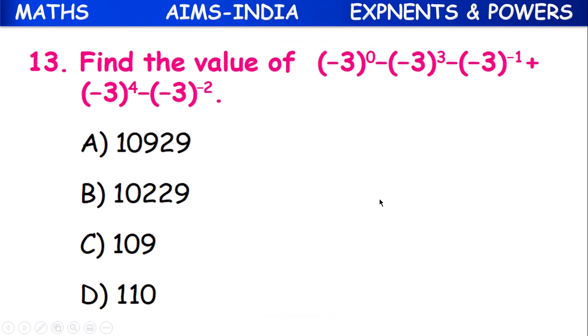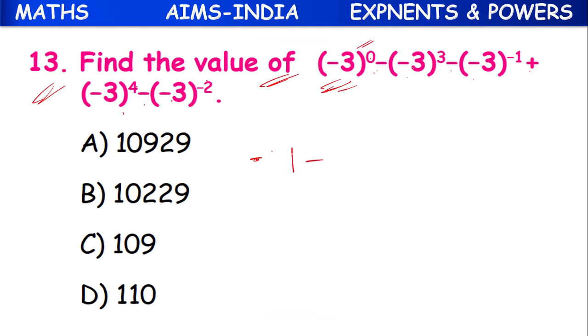Next one. 30th question. Find the value of (minus 3) whole power 0, minus of (minus 3) whole cube, minus of (minus 3) whole power minus 1, plus (minus 3) whole power 4, minus of (minus 3) whole power minus 2. We have to find this value. (Minus 3) whole power 0: any base to the power of 0, its value will become 1.